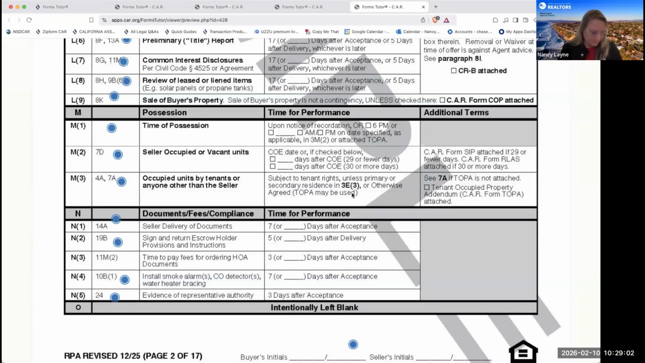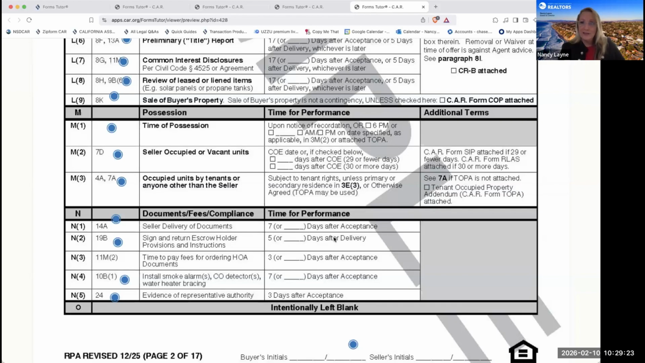Escrow instructions, when those are due, and it must be signed and sent back. So that's actually something that people have had a little bit of a problem with lately, and that is getting those escrow instructions back. We've had some of those drag out for quite a while.